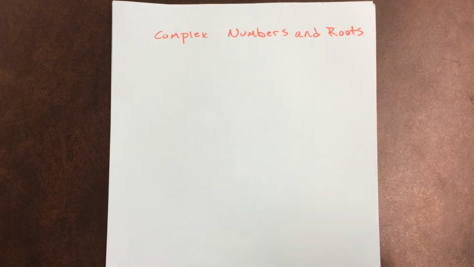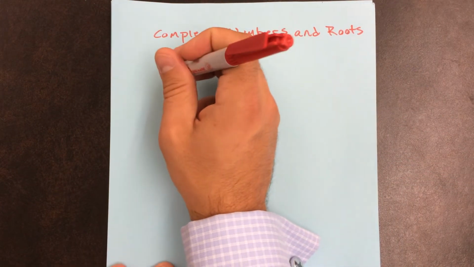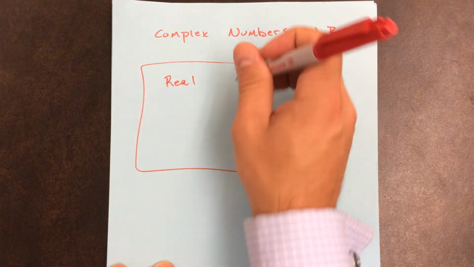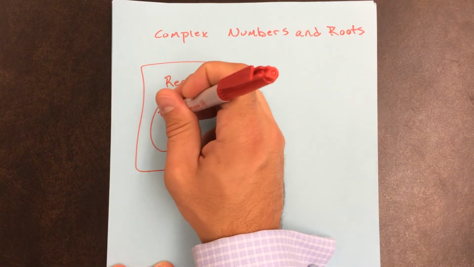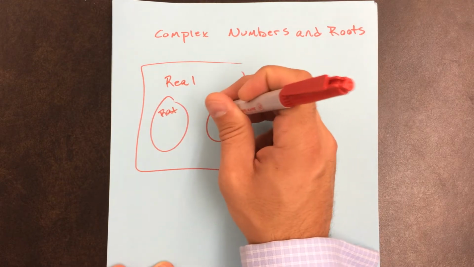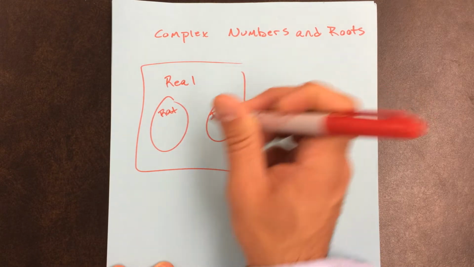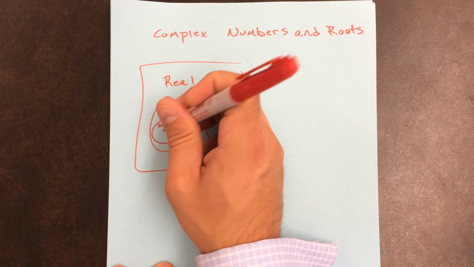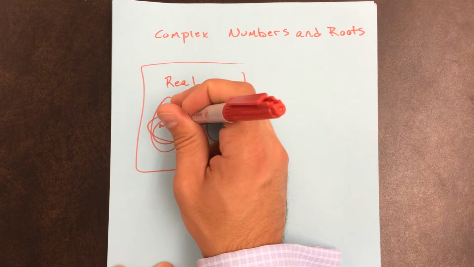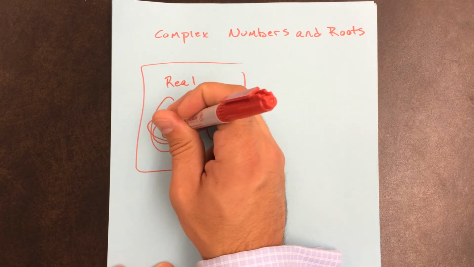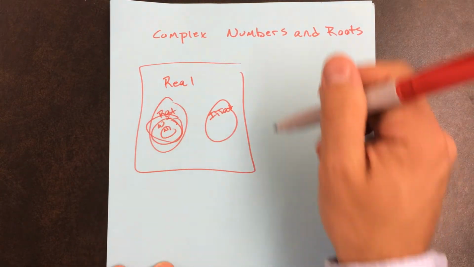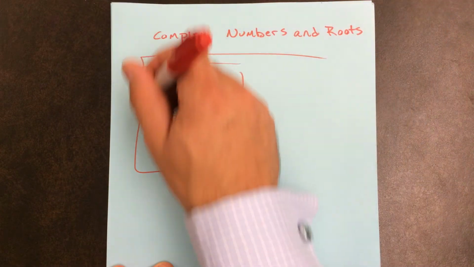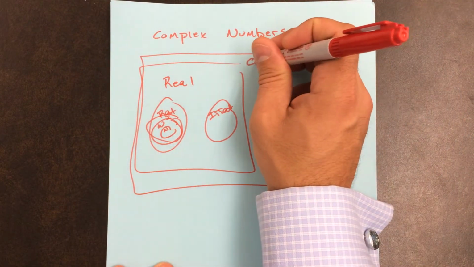I'm going to do complex numbers and roots. So before, we did all of the real numbers, which was a group that had inside of it rational and irrational, and inside of rational were our whole numbers, integers, natural numbers. So we have all that information, but this isn't actually the biggest set of numbers. The bigger set of numbers is actually going to be complex numbers.